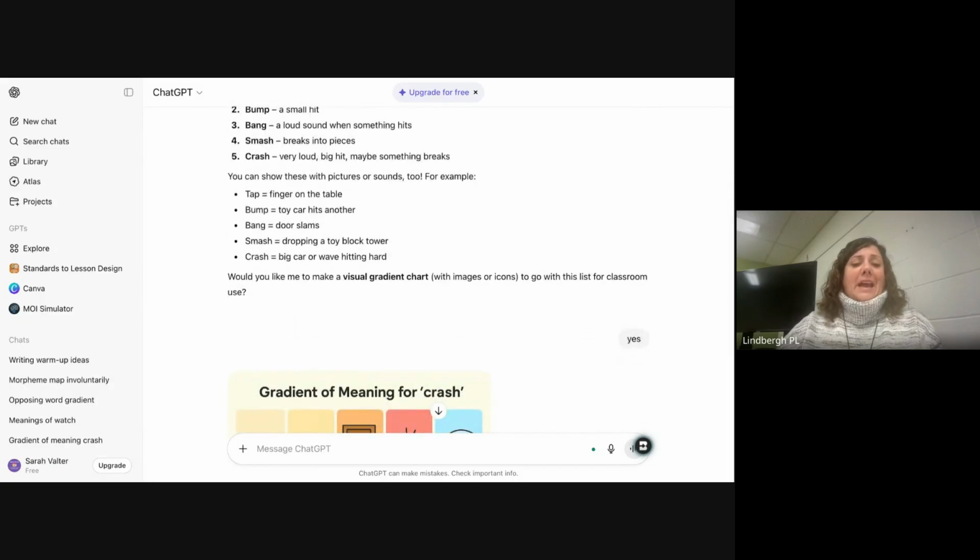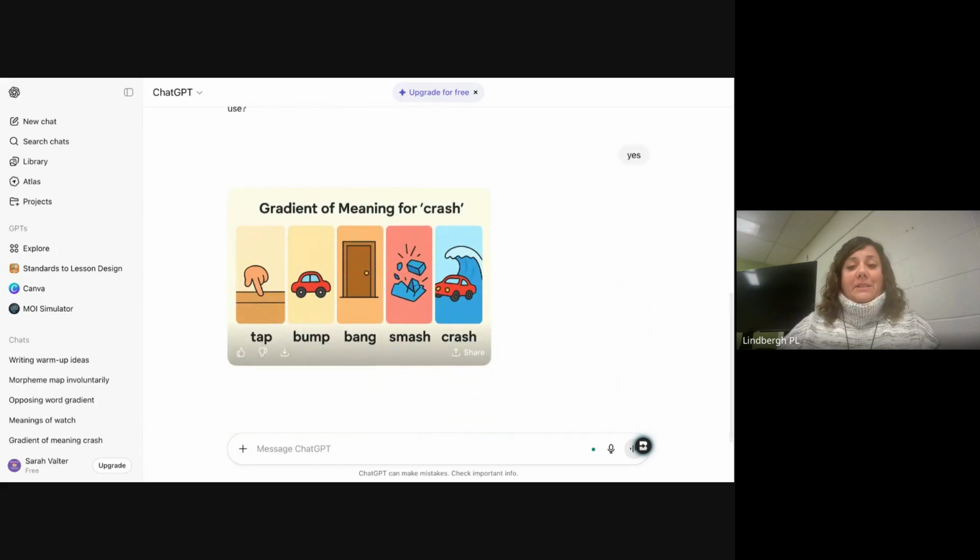And then it was like, hey, do you want me to make a visual for you? Of course I did. So all I did was say, yes, please make that visual. And it made this really nice gradient of meaning for the word crash. So this will not only solidify the meaning of the vocabulary word that you're working with, but it's also going to help kids concretely understand 4 other similar or related words. So that is one strategy you can do.